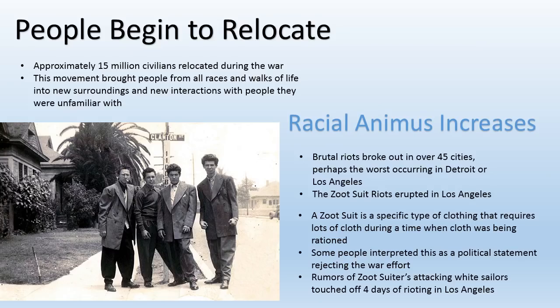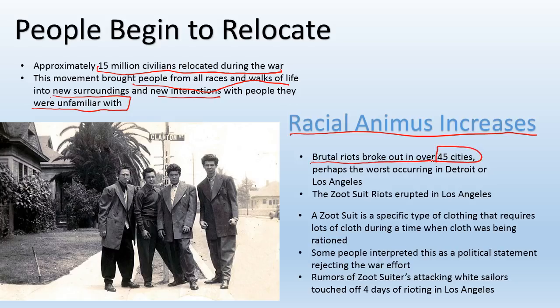As a result of the war, people also began to relocate. About 15 million civilians relocated during the war. Whenever there's massive relocation, people from all races and walks of life went to new surroundings, new interactions, and in many cases these were with people they were unfamiliar with and who may or may not have had similar political views. One of the results of this massive movement was that racial animus increased. Brutal riots broke out in over 45 cities, the worst in Detroit and Los Angeles.